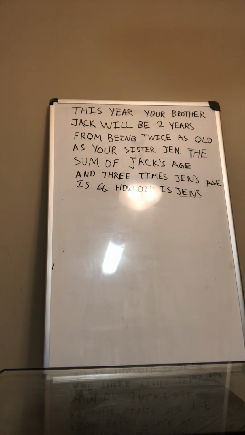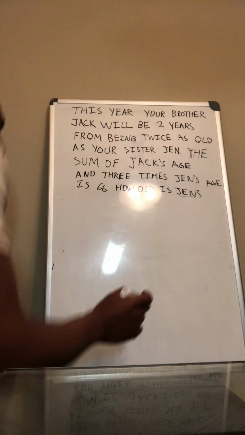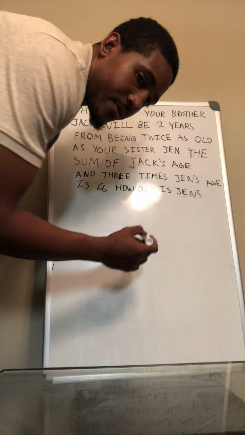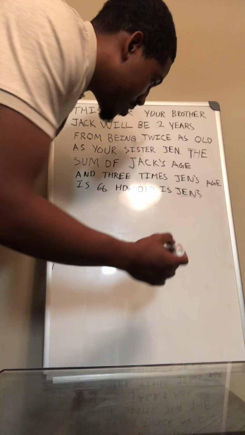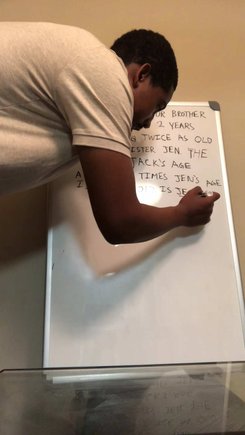So the problem reads: this year, your brother Jack will be 2 years from being twice as old as your sister Jen. The sum of Jack's age and 3 times Jen's age is 66. How old is Jen? So of course now we're solving for the age of Jen. So the first thing I want to do is identify what I'm solving for. So I'm solving for the age of Jen.